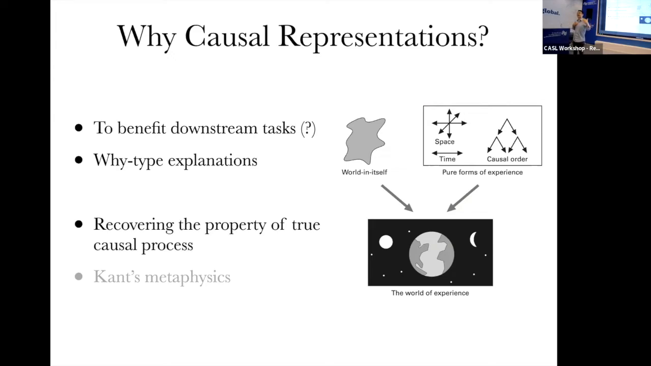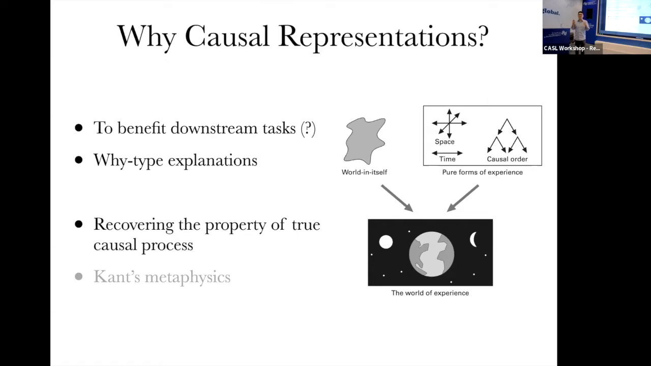So this provides a way to answer such questions. That's good, right? And furthermore, some people may say, actually, we are trying to recover the property of the true process. That might be the case, but the true process could be very complex. Here, I would like to give a further philosophical argument.